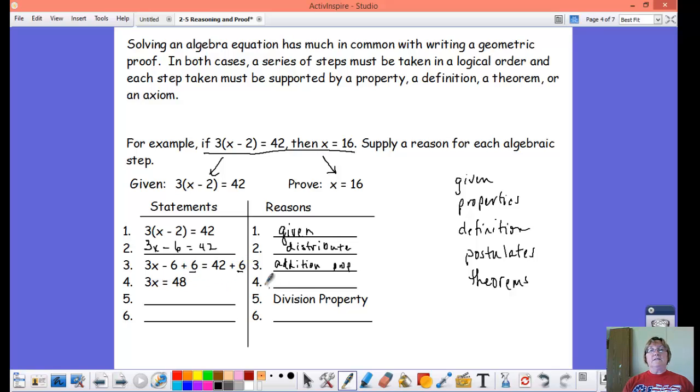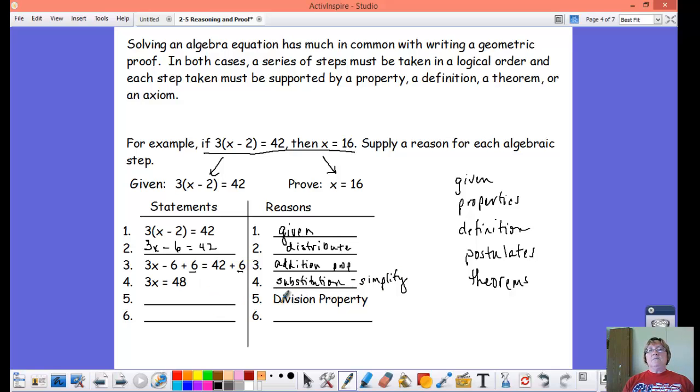But what we've done in the fourth step is rewrite or simplify. If you write here substitution, that's okay, because what you've done is substitute a 0 for negative 6 plus 6. You could also write here, and it would be fine, simplify. I will totally understand it if I see simplify there.